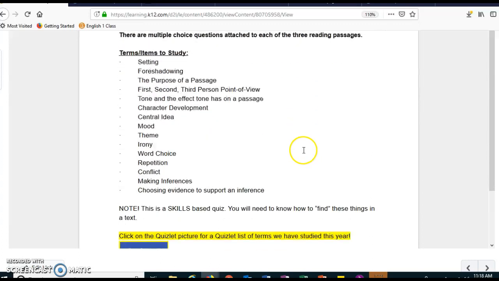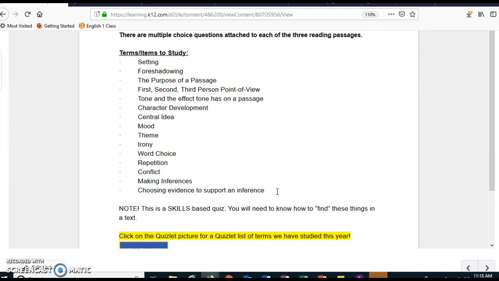But some things that you need to make sure you're refreshing your memory about are setting, foreshadowing, the purpose of the passage, first, second, third person point of view, tone and the effect tone has on the passage, character development, central idea, mood, theme, irony, word choice, repetition, conflict, making inferences, and choosing evidence to support your inference.